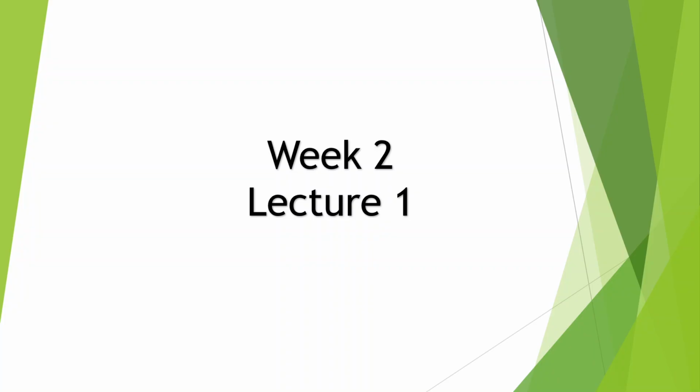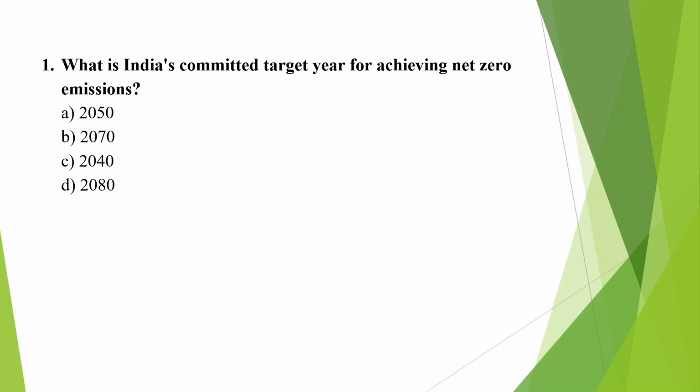So here is the first question, based on the week 2 lecture 1 content. What is India's committed target for achieving net zero emissions? India has proposed that it will be achieving net zero emissions. So what was the estimated target by the end of which year it will be accomplished? Try to give the answer.